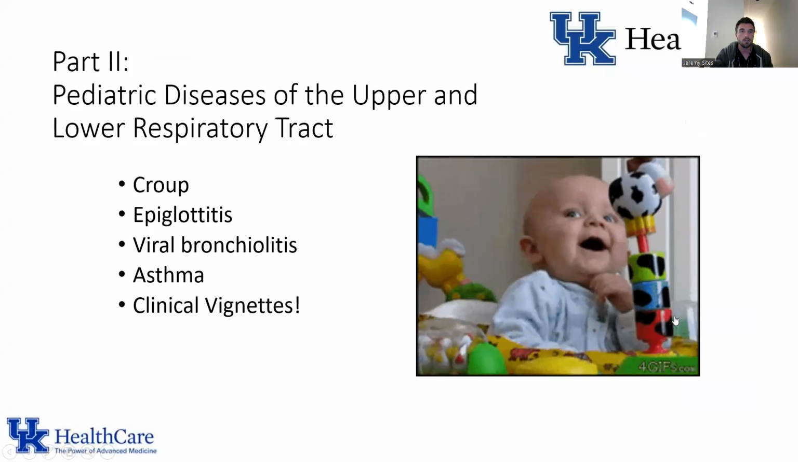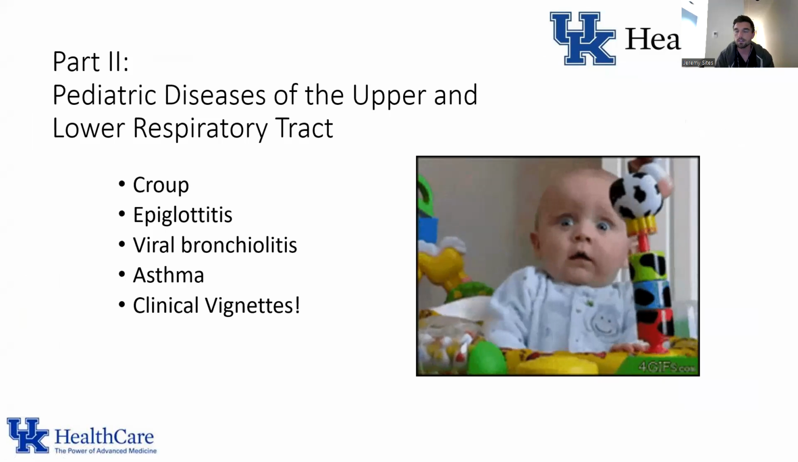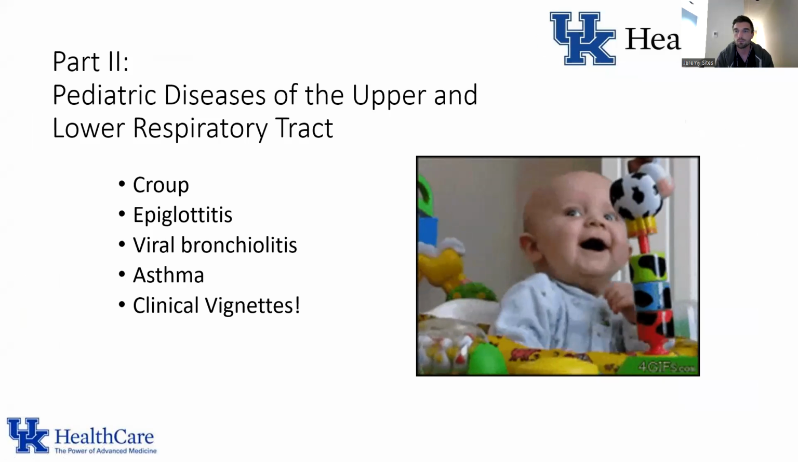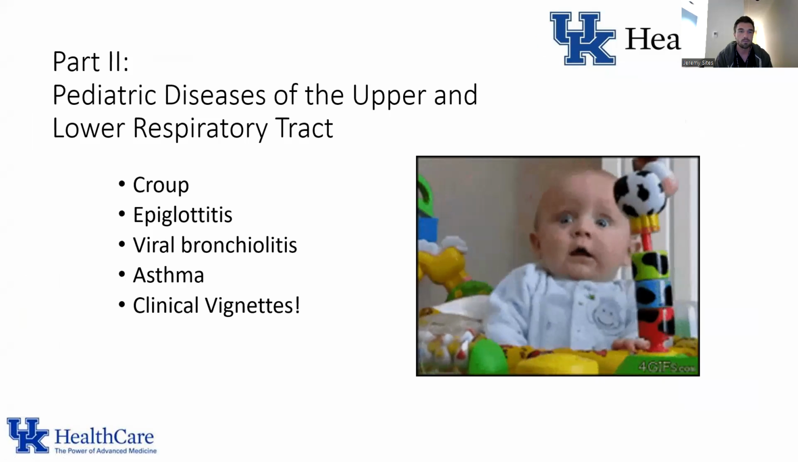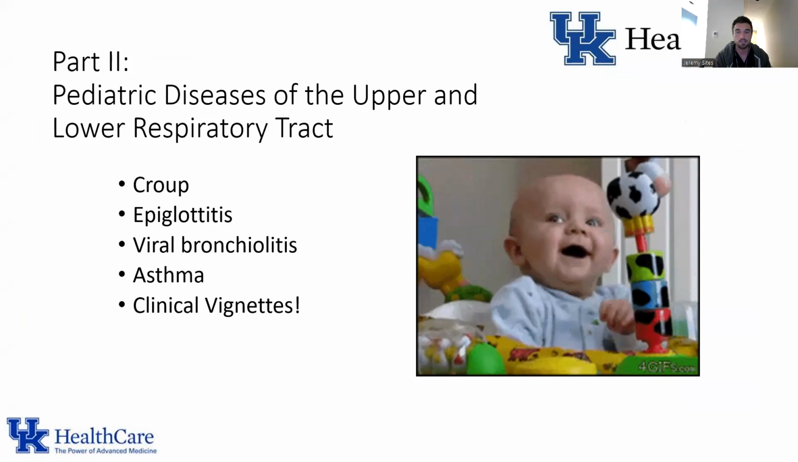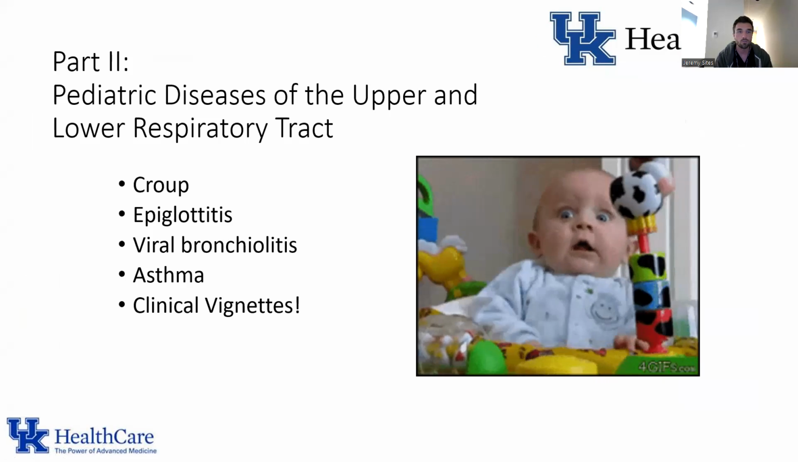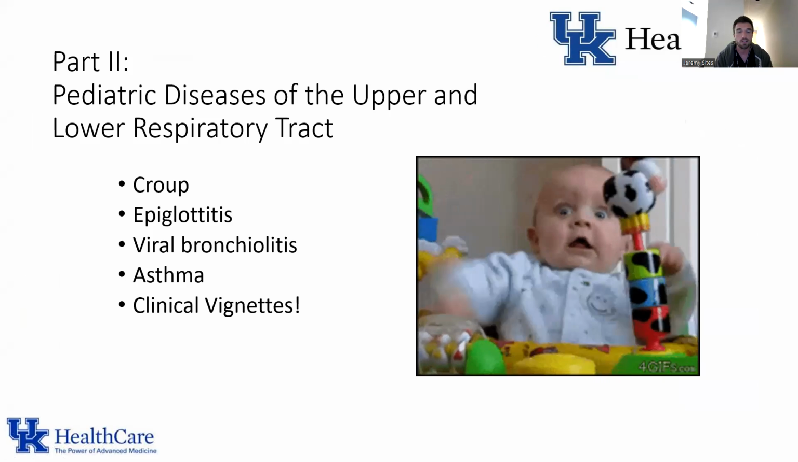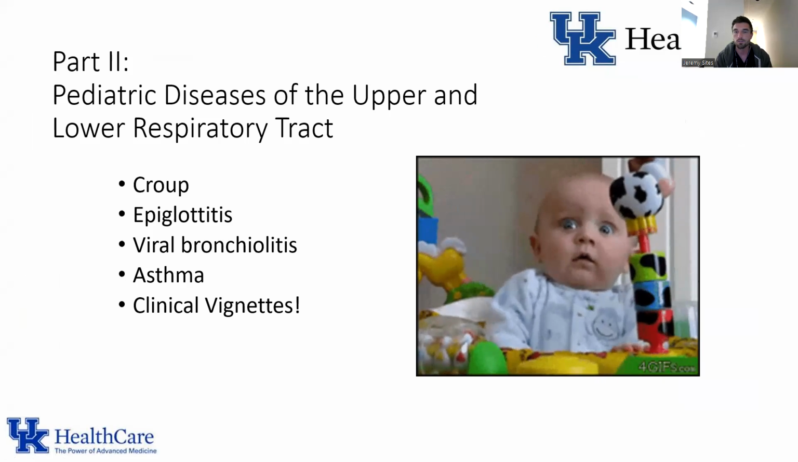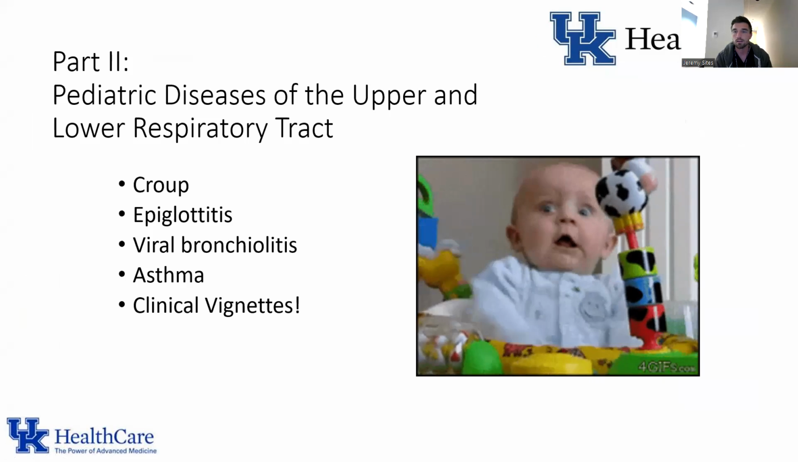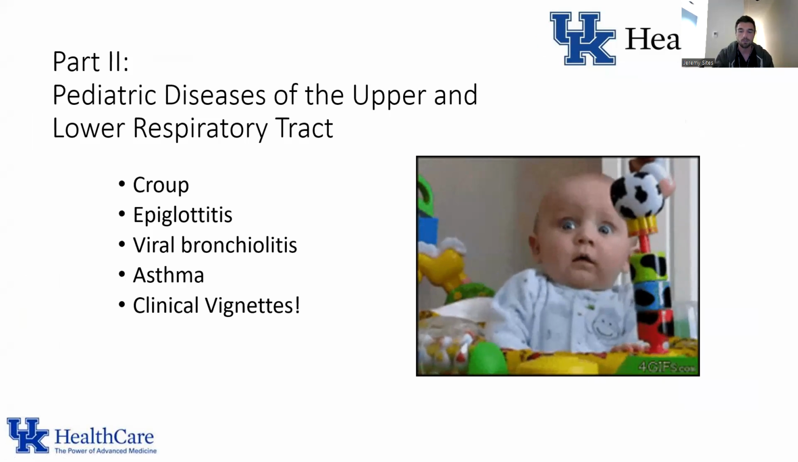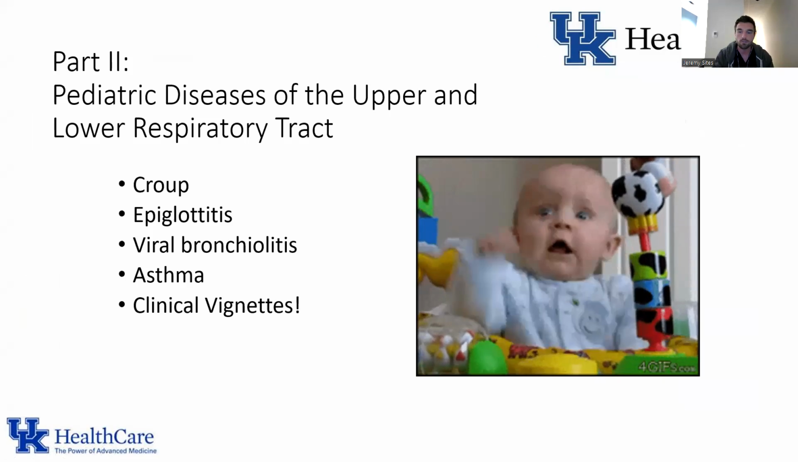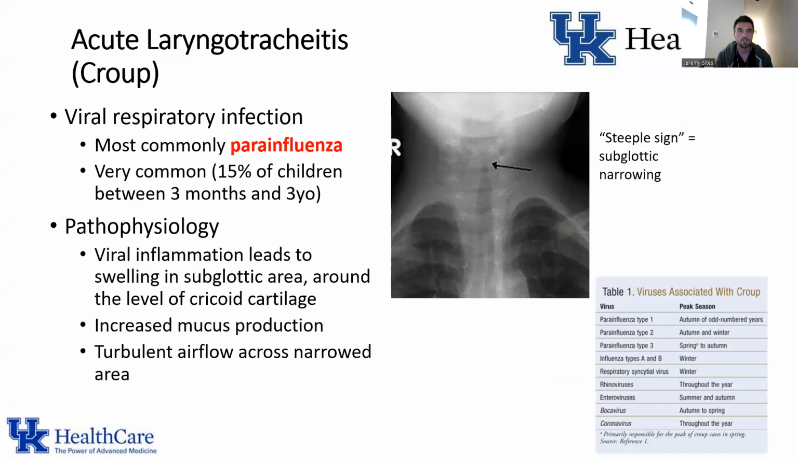So part two is really dedicated to the diseases of the upper and lower respiratory tracts. We'll talk specifically about what I was asked to cover: croup, epiglottitis, viral bronchiolitis, and asthma. And at the end, I've included several clinical vignettes that will hopefully be board style and help cement the learning for this lecture. So let's jump into it.